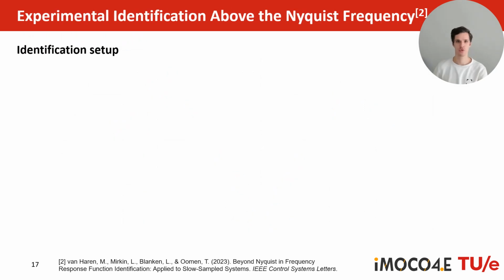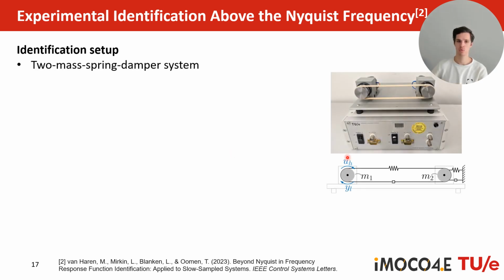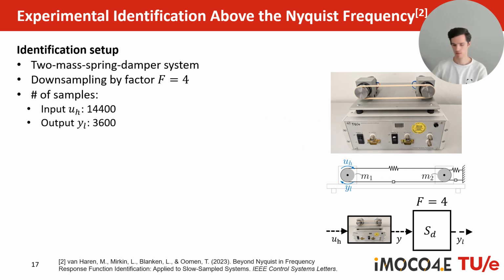So let's again move on to a little bit more concrete example with an experimental setup. The identification setup is a 2-mass spring damper system, as is shown here in the picture and the schematic setup. What we're going to do is apply an input, record the output, and then downsample it by a factor 4. The number of samples we record in the input is about 14,000 and the output less than 4,000.